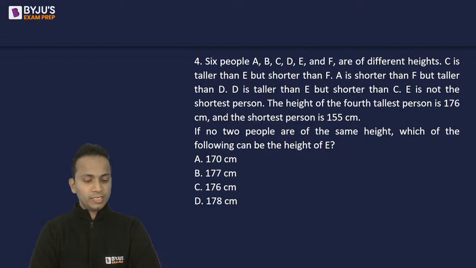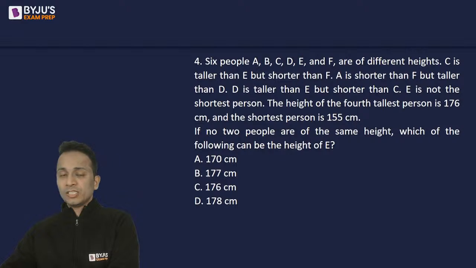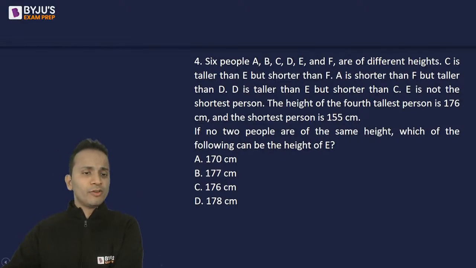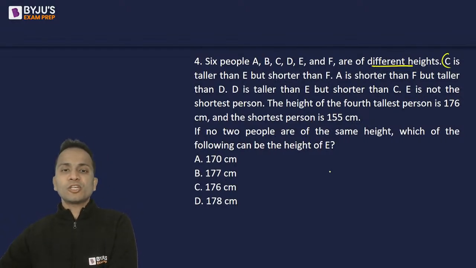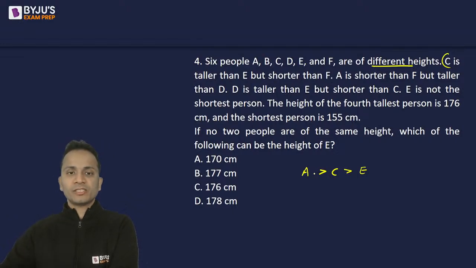All right, Shubhangi, first person to answer this question. So, since we have already solved this question, I think we must start with the discussion. So, six people, different heights given here already. Again, towards the end, they have mentioned no two people are of same heights. Now, C is taller than E, but shorter than A. Right. This is the first thing.